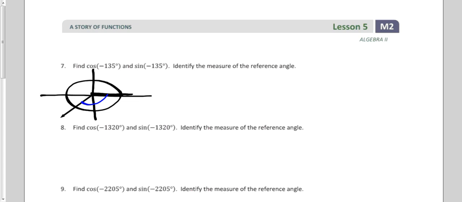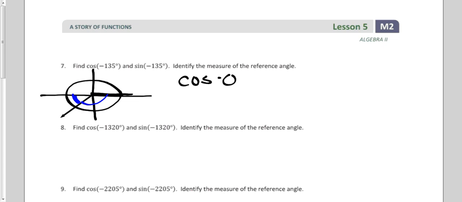Now, what is my reference angle? 45. Which one are you measuring? Are you measuring this one or are you measuring this one? The top one, right? It doesn't necessarily matter here because they're both 45, but I always measure to the x-axis for my reference angle.